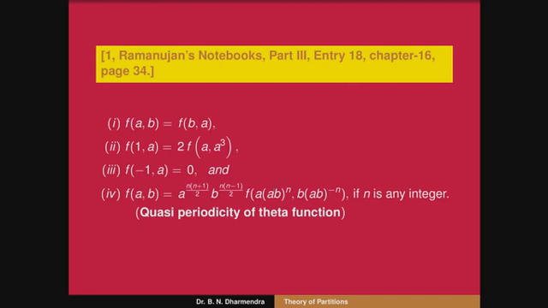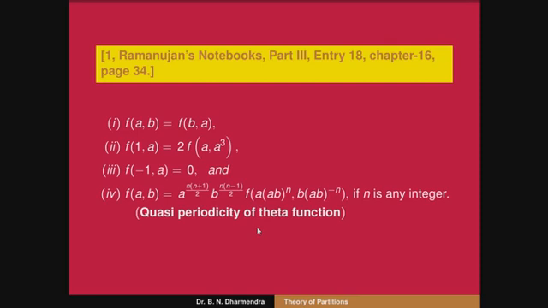So the first result is f(a,b) equal to f(b,a), that is symmetry. Next one is f(1,a) equal to 2 times f(a,a cube), and the next one is f(-1,a) equal to 0. The last one is the quasi periodicity of the theta function.